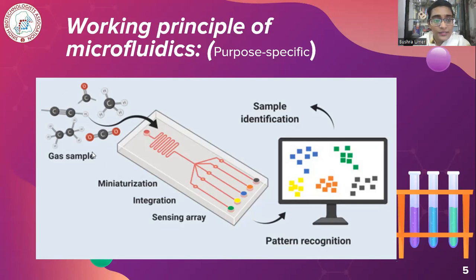So in this example, we are seeing that a gas sample is used, and we are going to separate the volatile organic compounds from that. This is the specific purpose. So the basic three steps are these: miniaturization, integration, and sensing array.